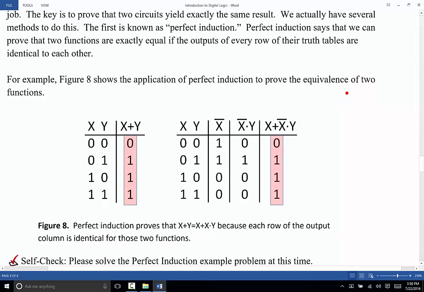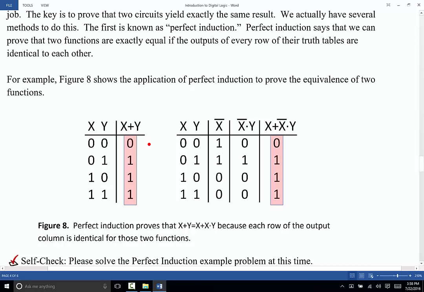I want to prove the equivalence of two functions. I want to look at x or y, and I want to compare that to x or not x and y. And so you can see over here, I've got the same 4 rows of the truth table. And if I look at x or y, well, if it's 0,1, 1,0, or 1,1, all of those are going to be 1. Only if both inputs are 0 is the output also a 0.